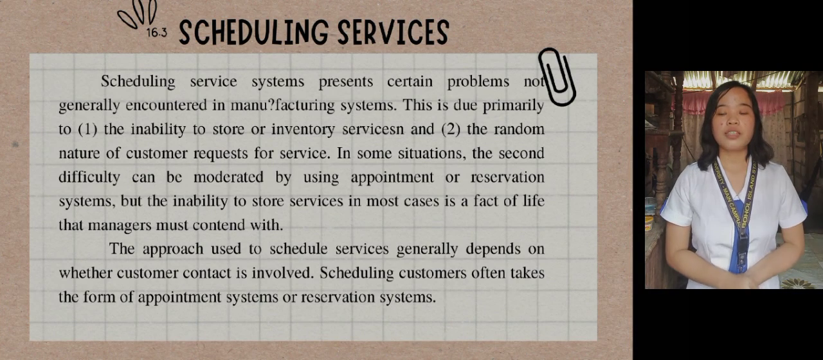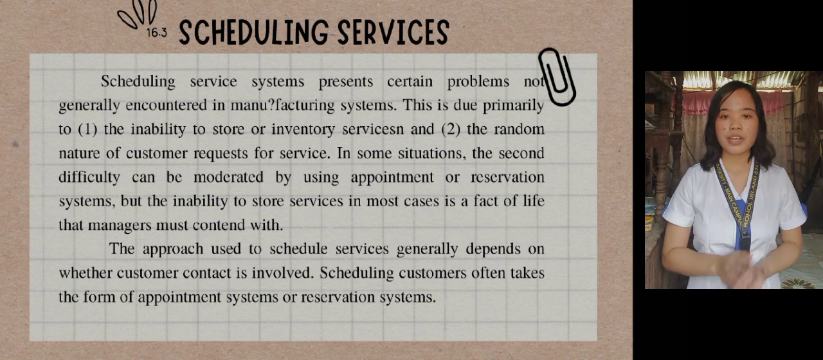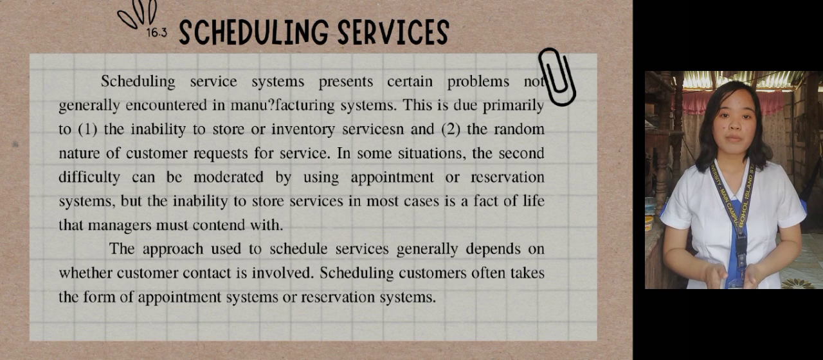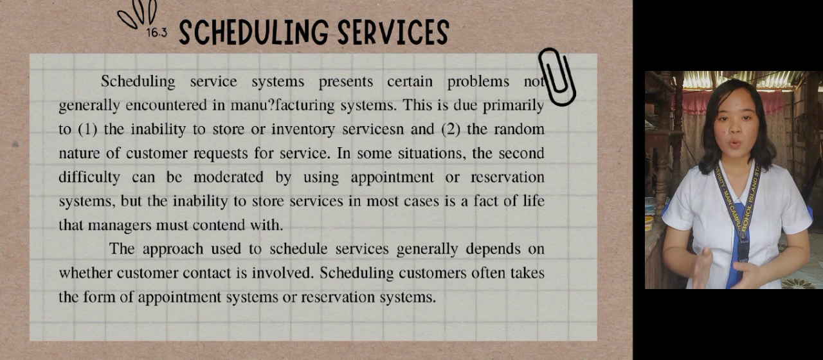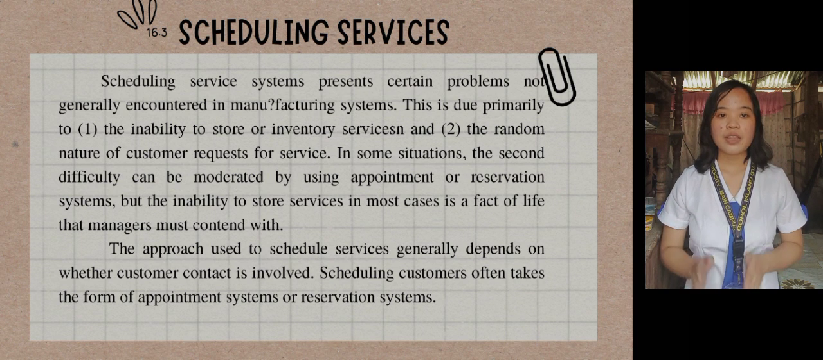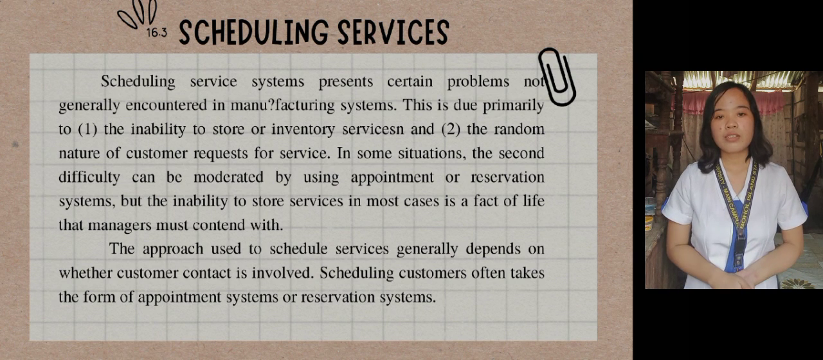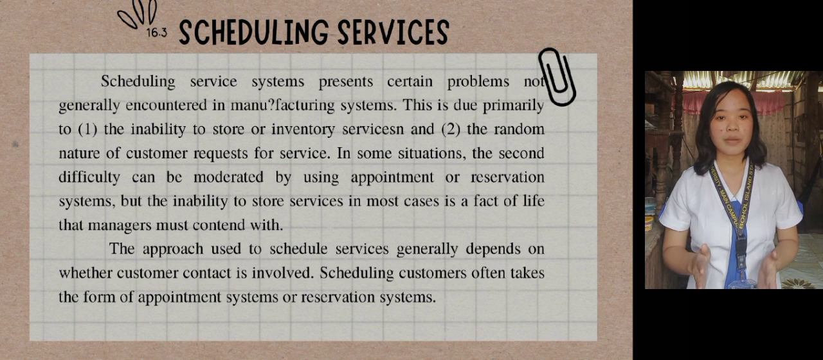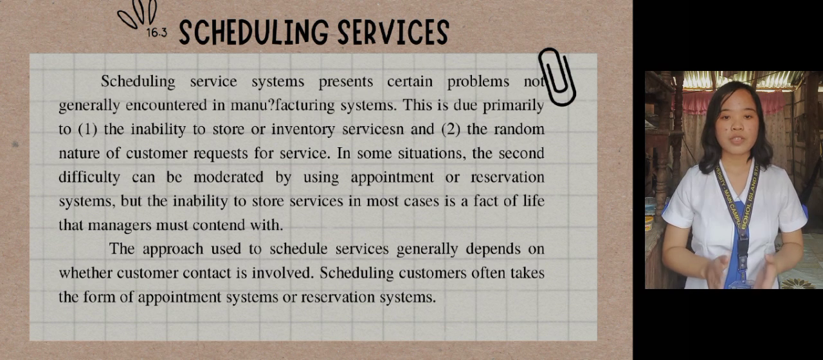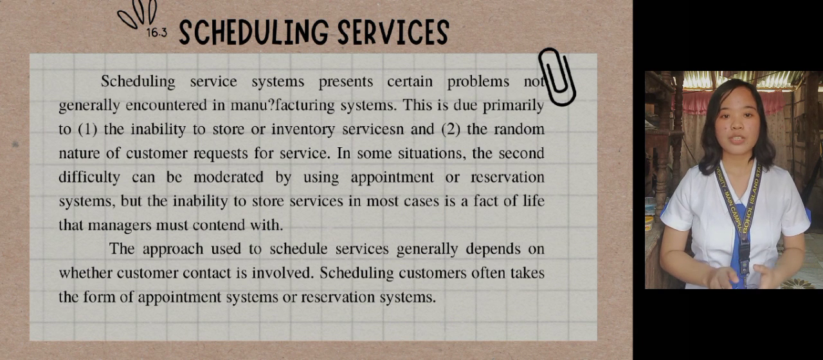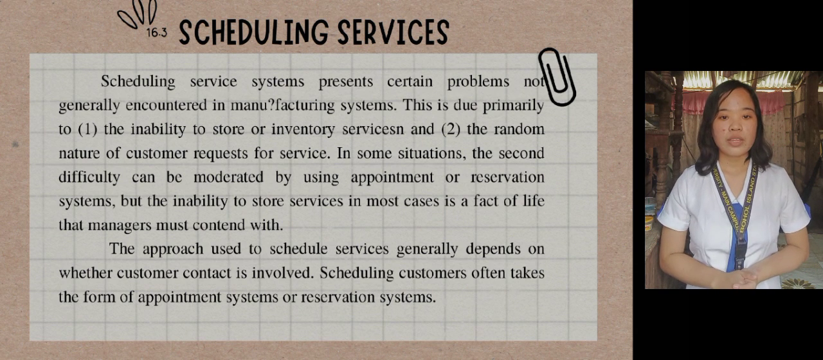Next is scheduling services. Scheduling service systems present certain problems not generally encountered in manufacturing systems. This is due primarily to the inability to store or inventory services and the random nature of customer requests for service. In some situations, the second difficulty can be moderated by using appointment or reservation systems, but the inability to store services in most cases is a fact of life that managers must contend with.